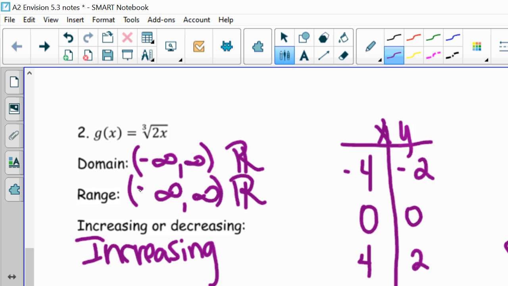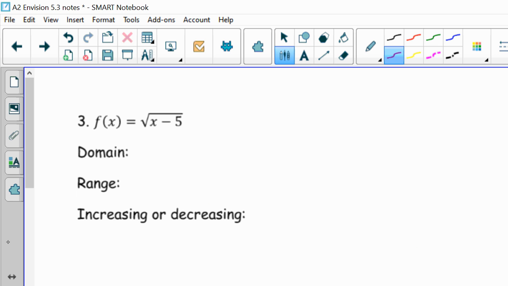Let's look at some more of these. Number 3, f of x equals the square root of x minus 5. I'm going to make my xy table. It's the square root, so I know that I cannot have any negative numbers underneath my radical. The very first x value I could have would be 0, but I have minus 5. If I put in 0 minus 5, I'm at the square root of negative 5. So I need to find what x value would make this 0. 5 minus 5 would get me 0.